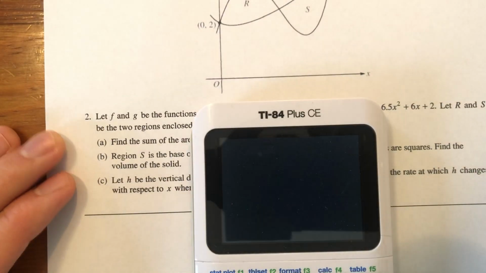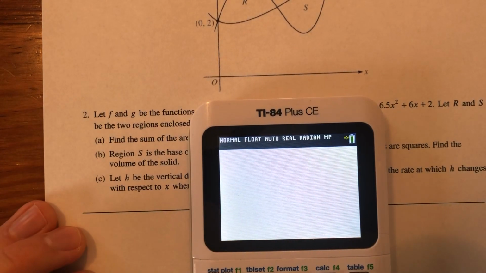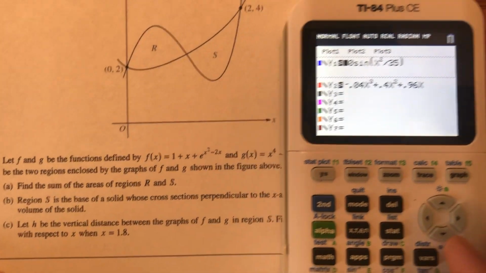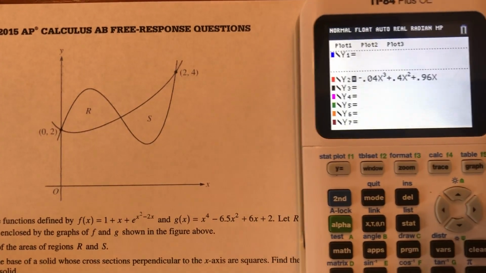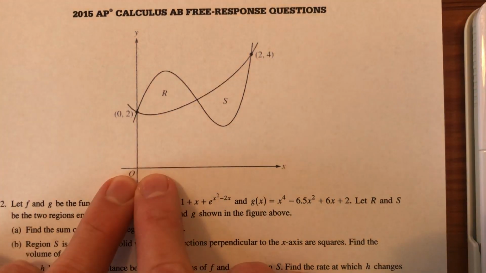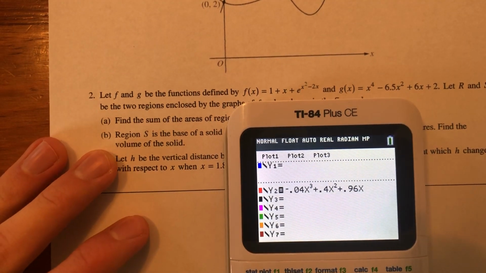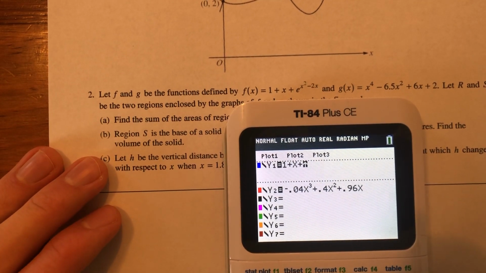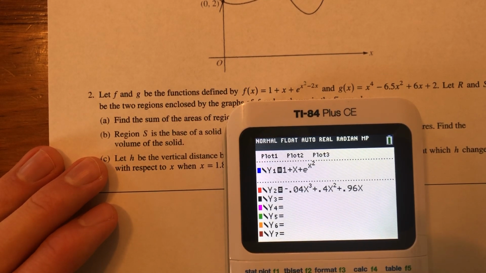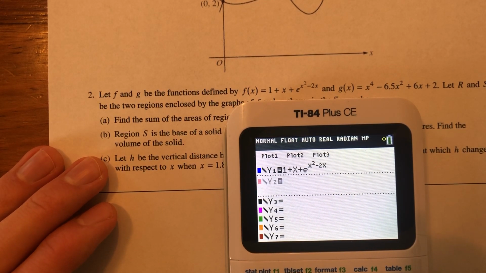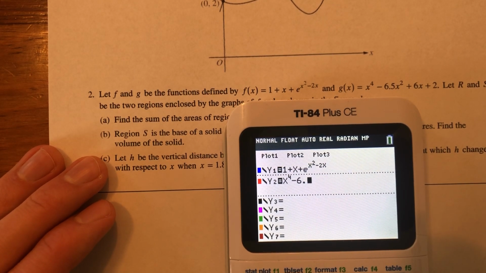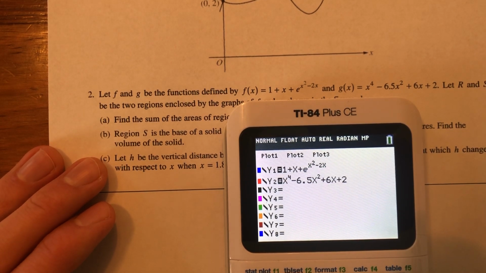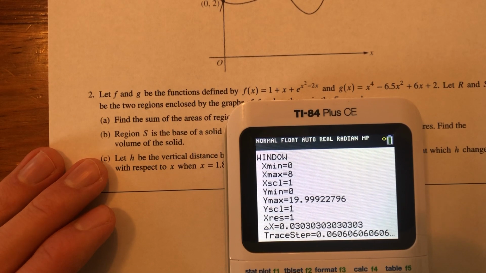So let's graph. This is calculator active, lucky us. And so we're going to graph them both. I still have my functions left over from the last problem. Oh, by the way, we're going to graph it from 0 to 2 on the x-axis. So here goes. 1 plus x plus e to the x squared minus 2x. We'll clear that out and we'll have x to the 4th minus 6.5x squared plus 6x plus 2. And we're going to graph it from 0 to 2.